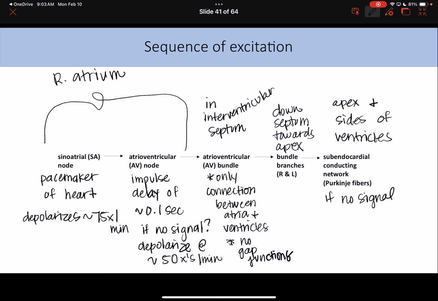So if there's no signal being received by the ventricles, then the Purkinje fibers can depolarize at an even slower rate than the AV bundle. They depolarize at about 30 times per minute. And you cannot live at 30 times per minute.